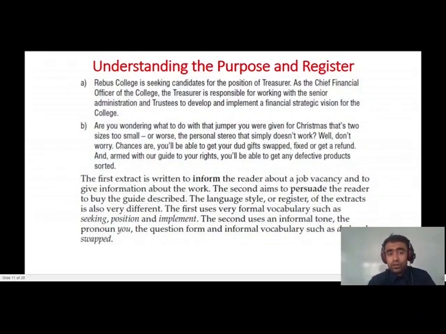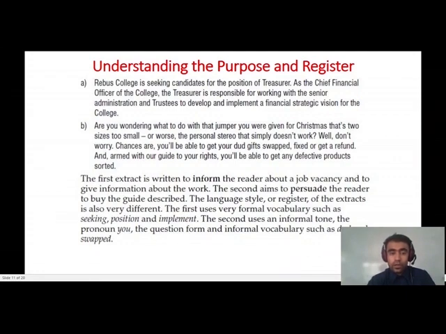And the second one is written to persuade the readers. It's going to give a kind of impression to the readers so that they can be convinced about something. So see, the language, the tone, the register, and also the other things are different in these two pieces of writing. The first one uses very formal vocabulary like seeking, position, and implement. The second one uses some informal words. So the tone is informal, and also the pronoun you.